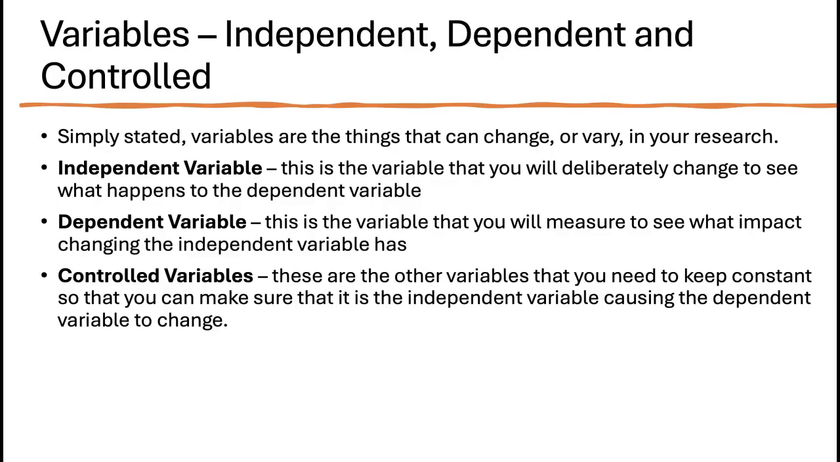Simply stated, variables are things that can change or vary in your research. So the independent variable is the thing that you deliberately do change. You must say what happens to the dependent variable when you do it. These are the two you think you know about. The dependent variable is the variable you will measure to see what impact changing that independent variable has. And then the control variables are all the other things that could have an impact on the relationship between the independent and the dependent variable. And so you want to keep them constant. You don't want them interfering with your outcome. Otherwise, it's very hard to work out what's going on.